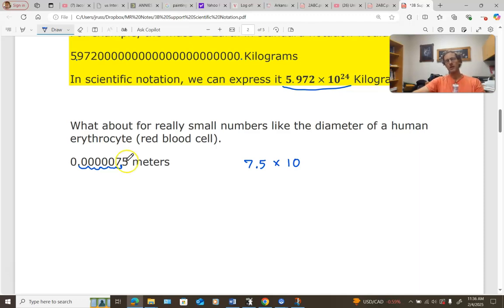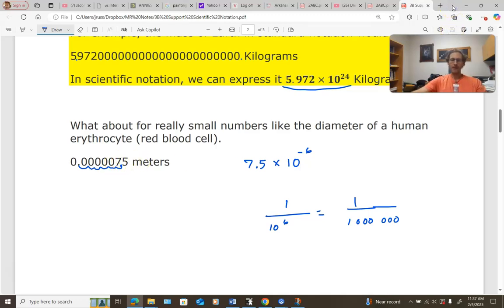I moved it 6 places, but I wasn't moving it to the left like I did over here. I was actually moving it to the right 6 places. And when that happens, you actually get a negative power of 10, because 10 to the negative 6th is the same as 1 over 10 to the positive 6, which is the same as a 1 followed by 6 zeros, which is the same as a million. So 10 to the negative 6th is the same as 1 millionth. So we have 7.5 millionths of a meter here, essentially.